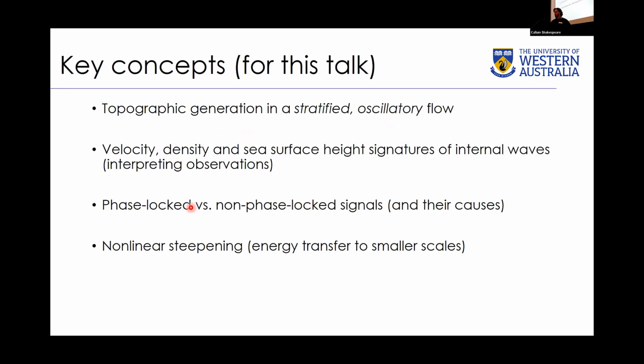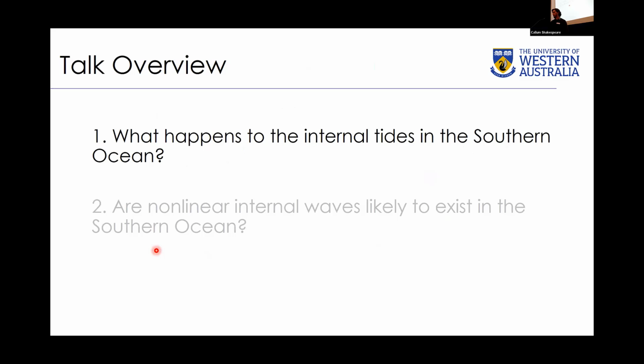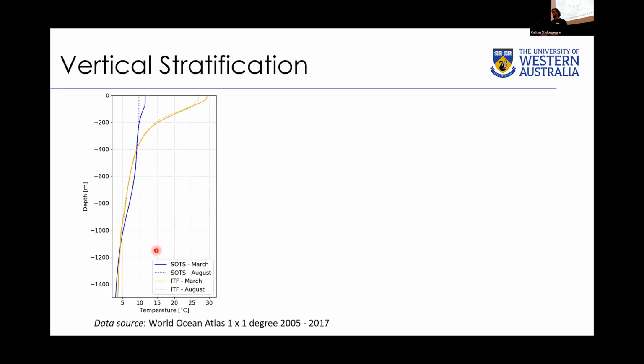Another concept that's important for this talk is what are called phase-locked and non-phase-locked internal waves, and why they occur. And a hint, it's due to eddies. And the last thing is this nonlinear steepening process, which transfers energy from internal tides into smaller length scales that lead to mixing. So to begin with, what happens to the internal tides in the Southern Ocean?